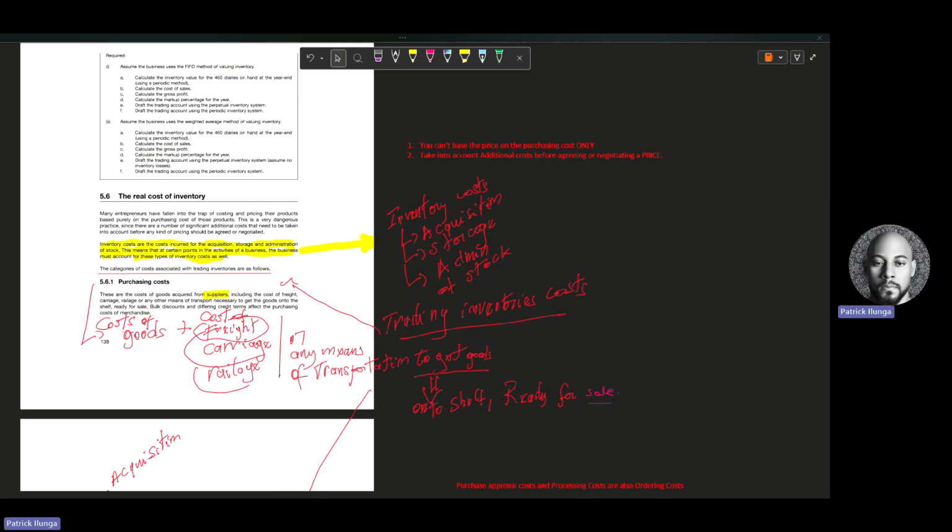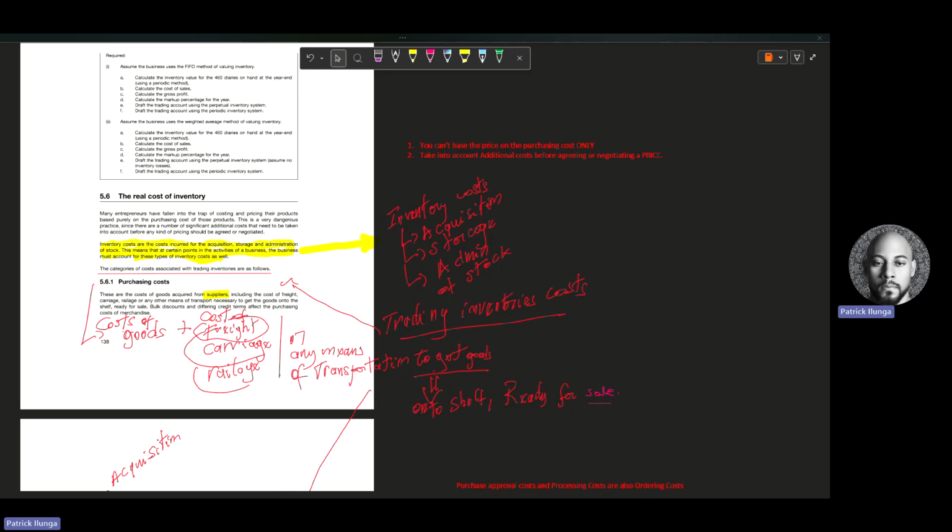So it is very dangerous to base your price. When you are looking at basing your price, you can't use the purchasing cost only. The second thing, you need to take into account additional costs before agreeing or negotiating a price. So these are two important things, and I think it's a no-brainer. That's the reason why I have put it plain and simple for you to understand, right?